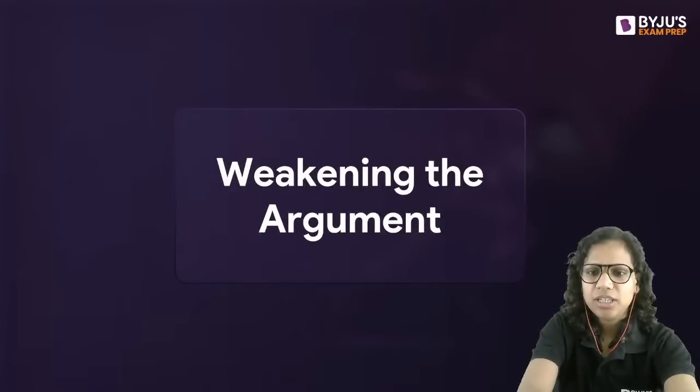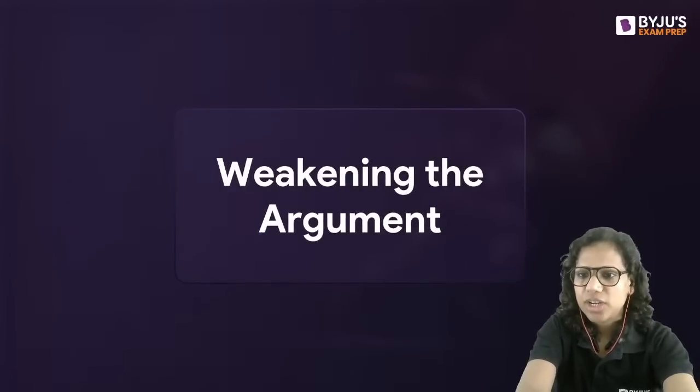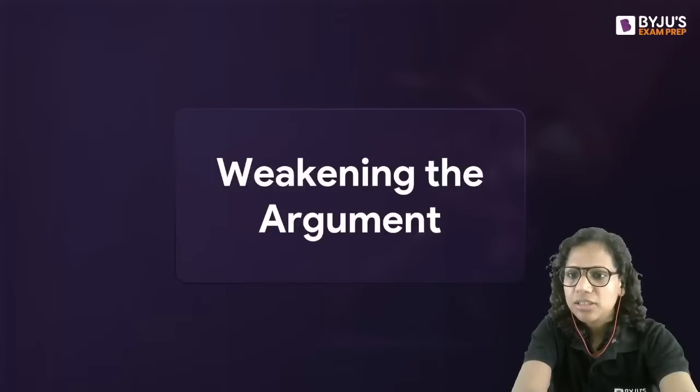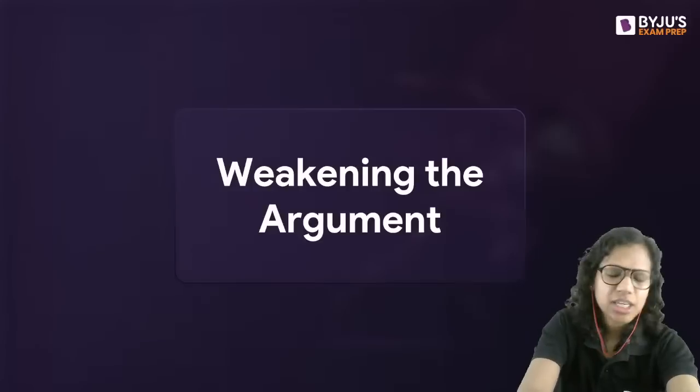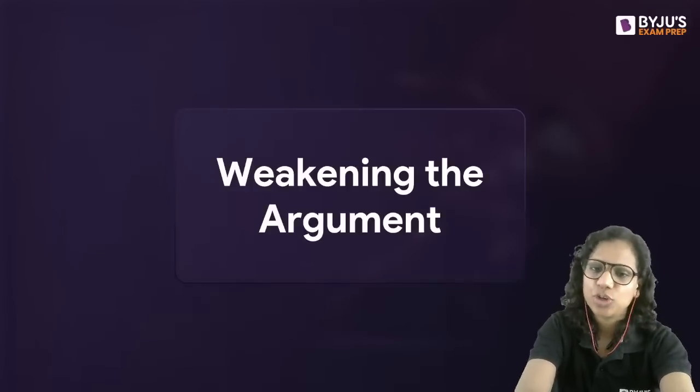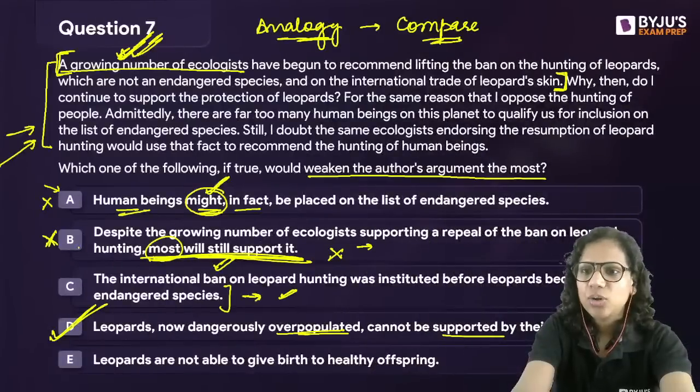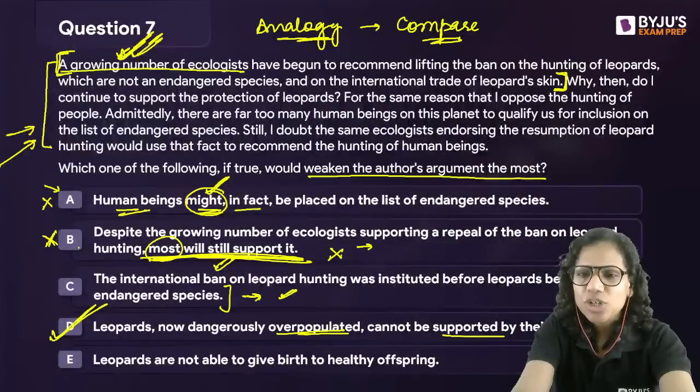All right, then. Let's go to the chat box. So when we have to find the weakening statement, we need to find what contradicts the conclusion of the author. Absolutely, we have to find that. Okay. So be more specific.